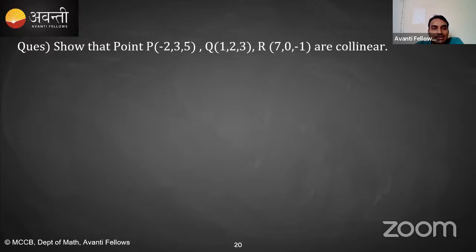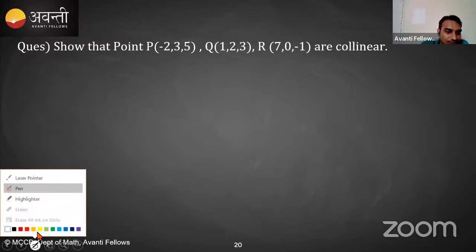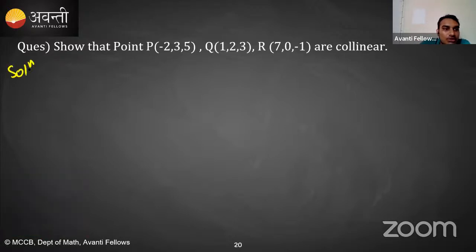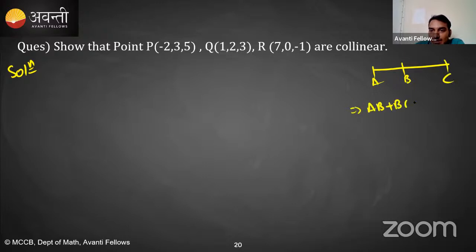What they ask you is to show that these P, Q, R points are collinear. We have seen this same question in straight lines also, that prove that these 3 points are collinear. तो कैसे करते हैं? If these 3 points are collinear, you just have to show that the sum of two distances is equal to the third distance. That's all, right? If A, B, C are collinear, it implies AB plus BC is equal to AC, right? अगर collinear है तो यही सब तो होता है.